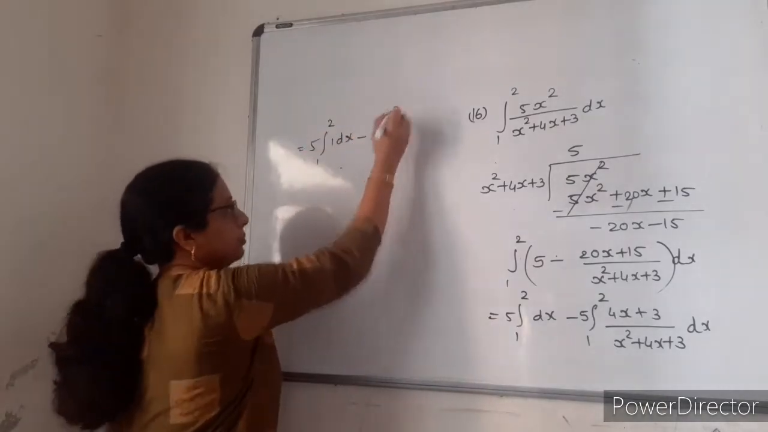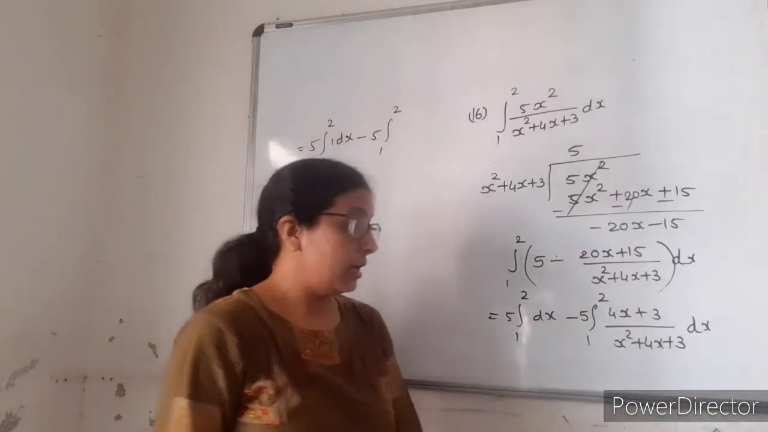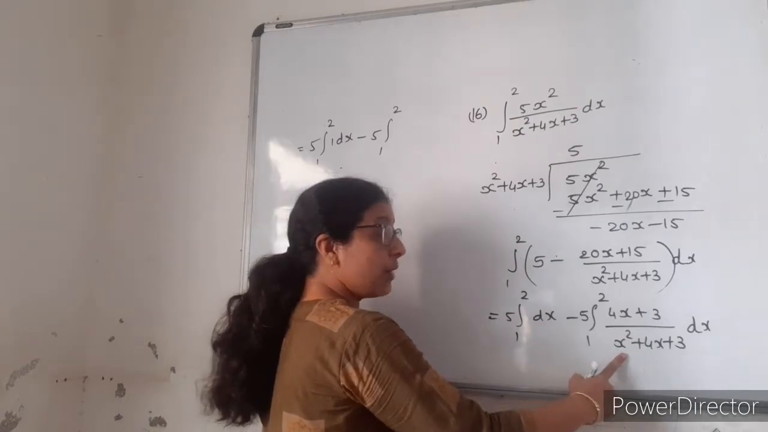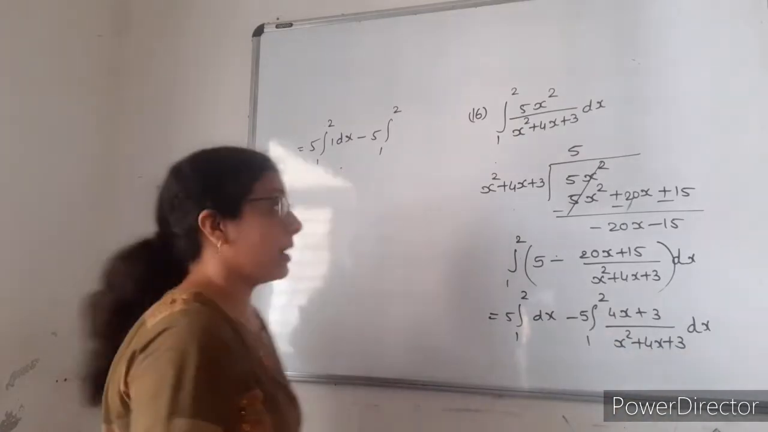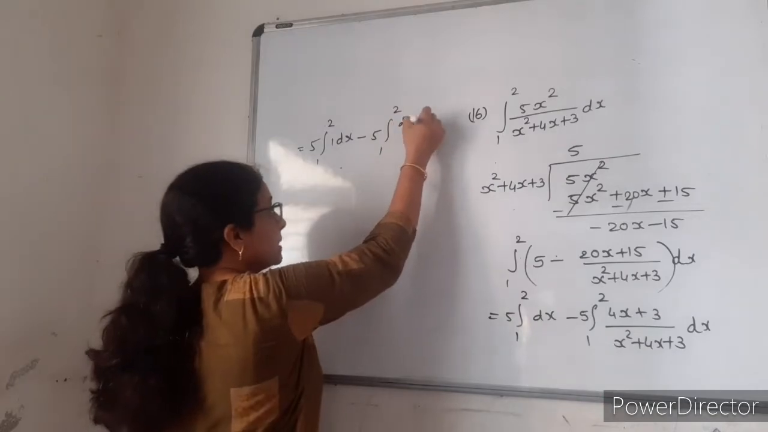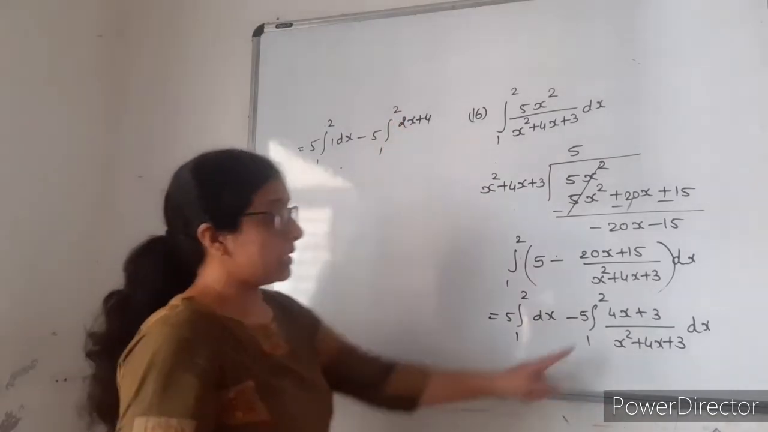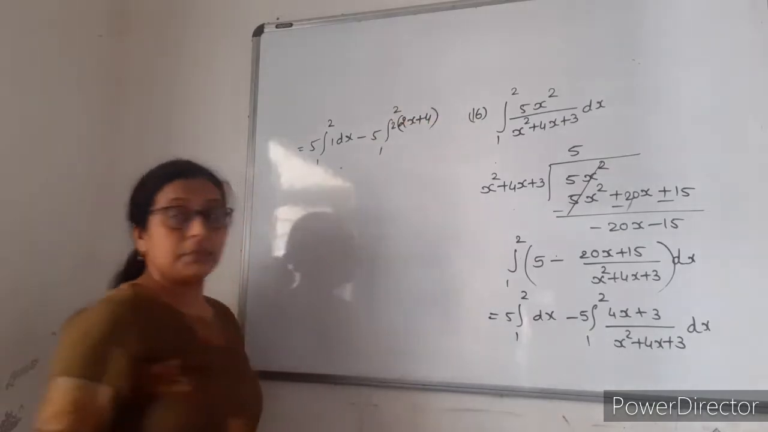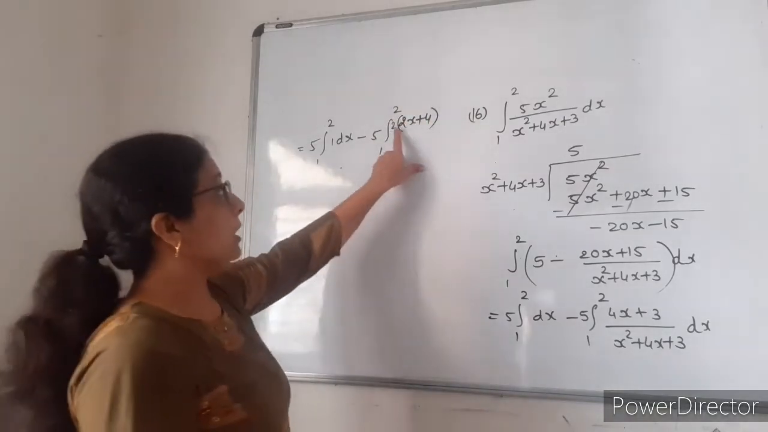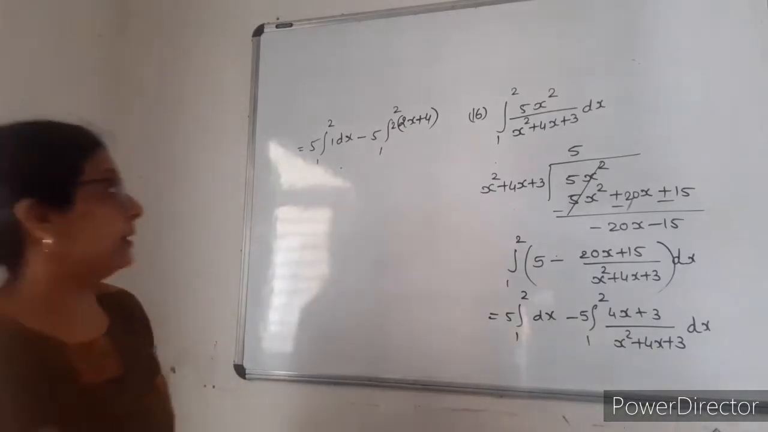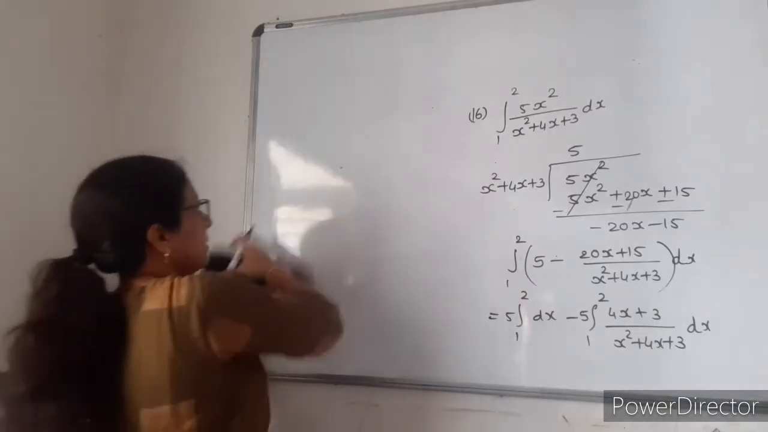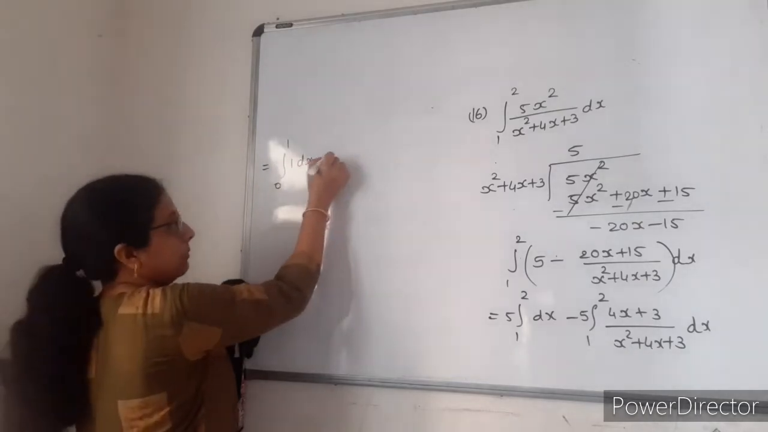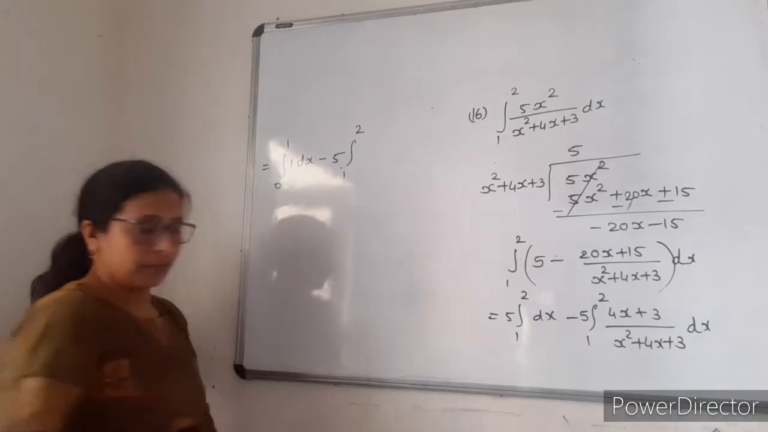Minus 5, 1 to 2. We have to set the numerator. So the derivative is 2x plus 4, so I just write here 2x plus 4. But it is 4x, so what to do is multiply by 2. So it is 2 into 2x plus 4. Just a minute. I will write here it is equal to 0 to 1 dx minus 5, 1 to 2.